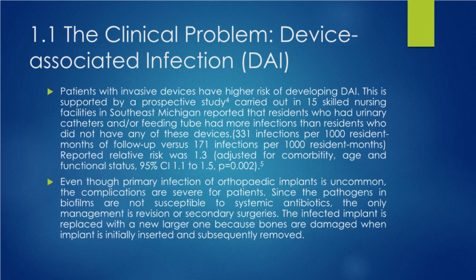This is supported by a prospective study carried out in 15 skilled nursing facilities in southeast Michigan, which reported that residents who had urinary catheters and/or feeding tubes had more infections than residents who did not have any of these devices: 331 infections per 1,000 resident months of follow-up versus 171 infections per 1,000 resident months. Reported relative risk was 1.3, adjusted for comorbidity, age and functional status, 95% confidence interval 1.1 to 1.5, p equals 0.002.